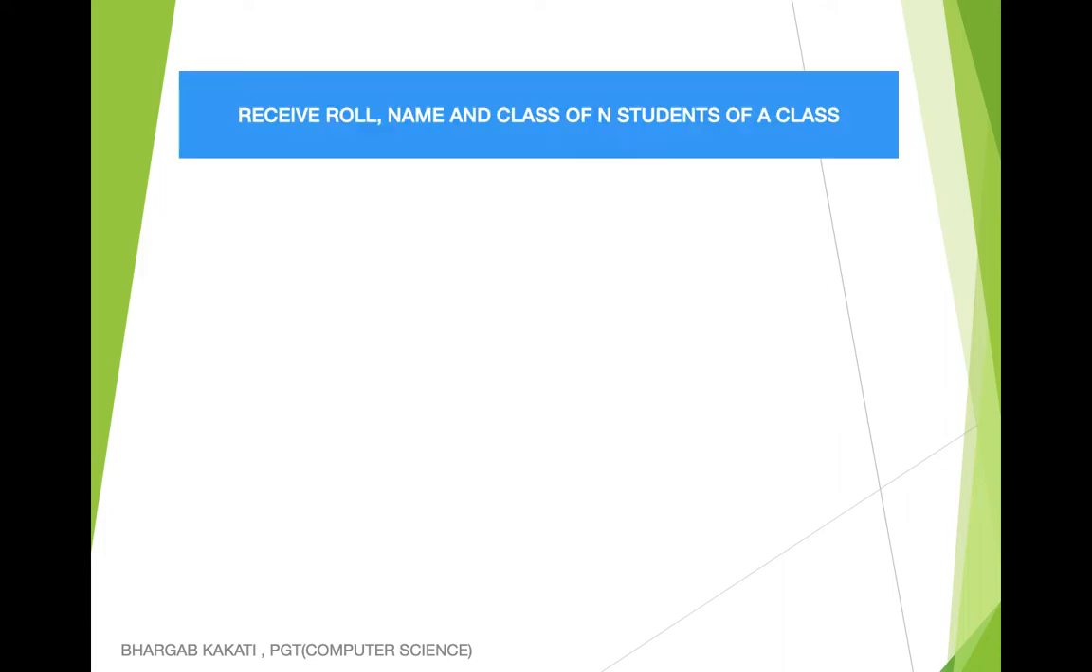For that we will consider a situation. At first I'll highlight the situation and then we'll go for the programming part. What we'll do here is receive the roll number, name and class of n students of a class. At first we'll ask the user to enter the number of students, and after that, based on the number of students, we will receive three parameters of each student: roll number, name and class. After receiving them, we will store the data given by the user in a binary file.